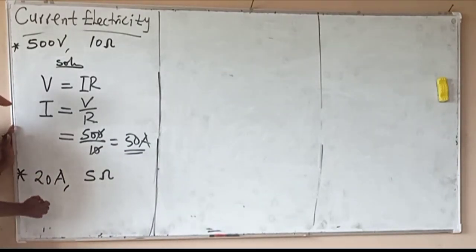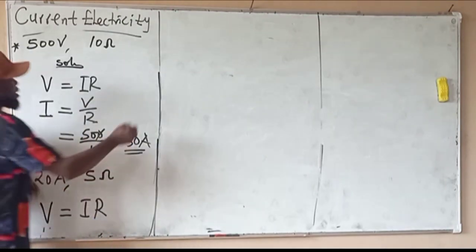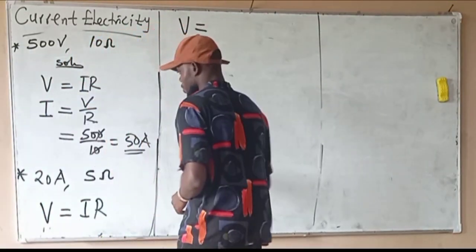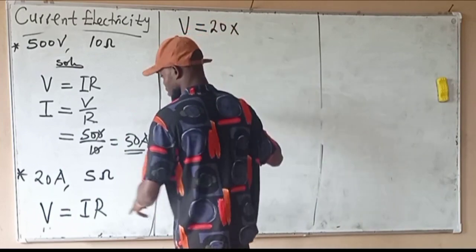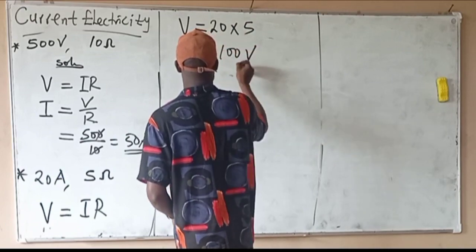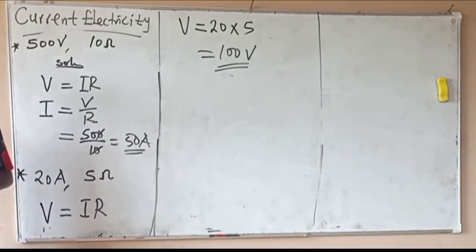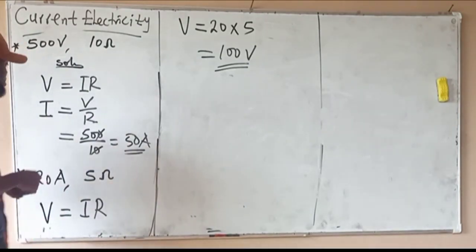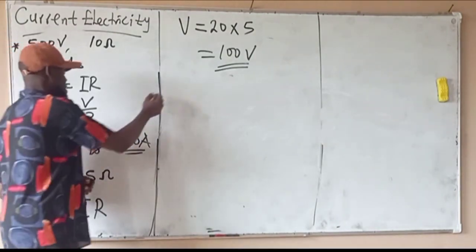Potential difference V is equal to what? IR. Very simple thing. Then you now say okay, V will be equal to, our I is what? 20, times the R is what? 5. So that gives us 100 volts. So we need a potential difference of 100 volts to do that job. Then next question. This is another question.